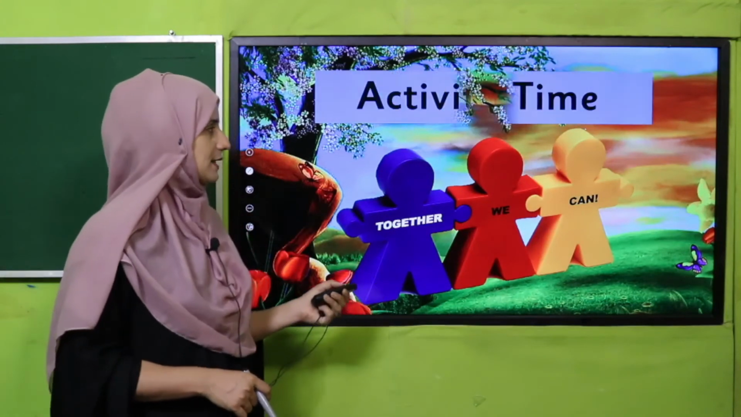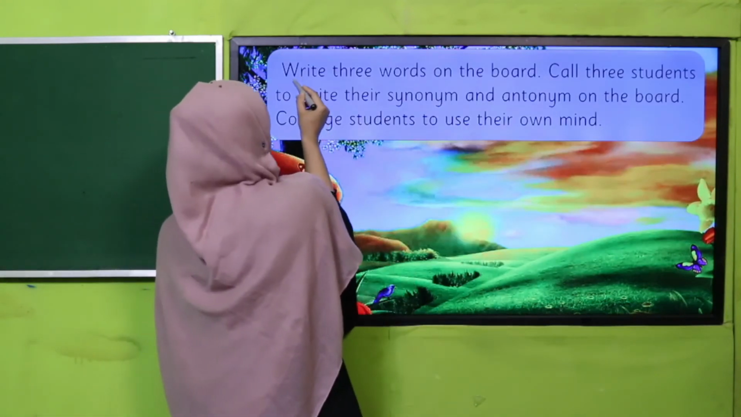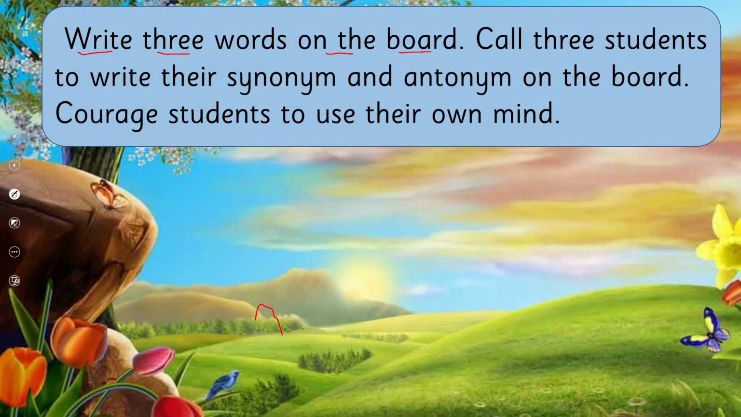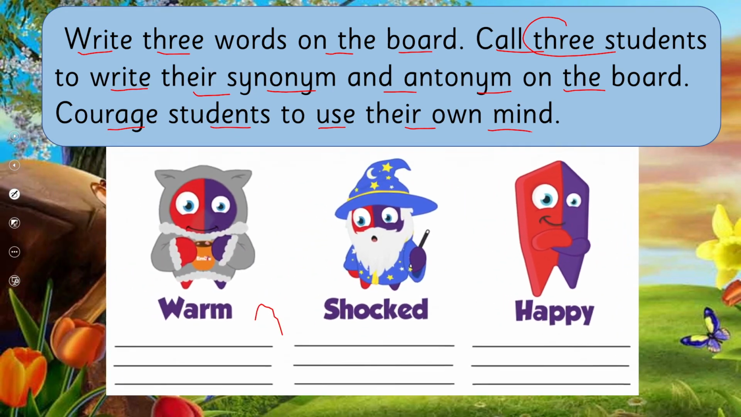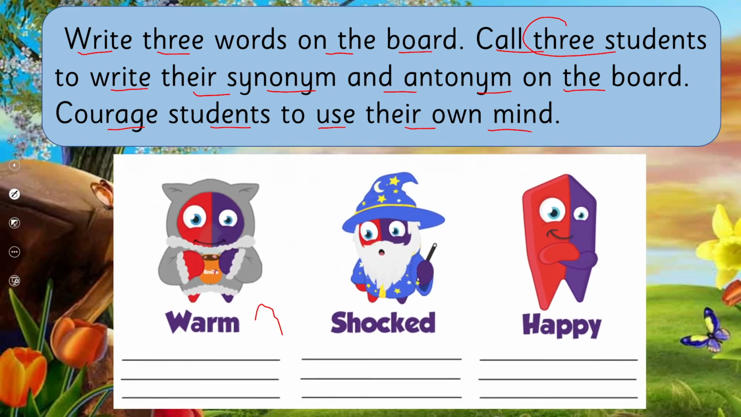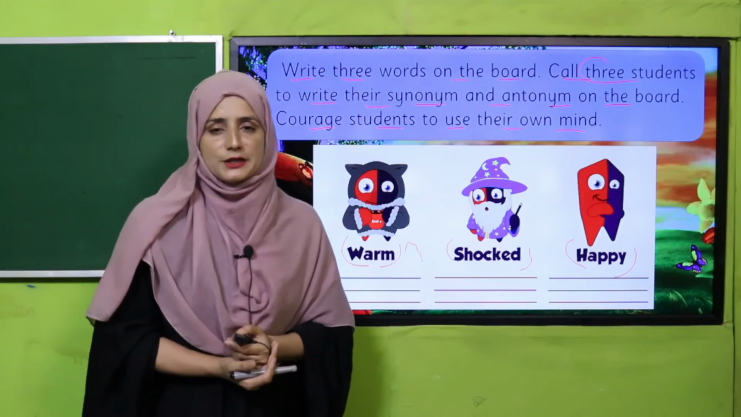So yes, my dear students, let's perform an activity in class. Yes, my dear teachers, write 3 words on the board. Call 3 students to write their synonym and antonym on the board. Encourage students to use their own mind. Yes, my dear teachers, you will write it and make it this way. For example, war: the student will write a synonym and antonym, shocked and happy. So give a chance to your students, make this activity like that and enjoy.